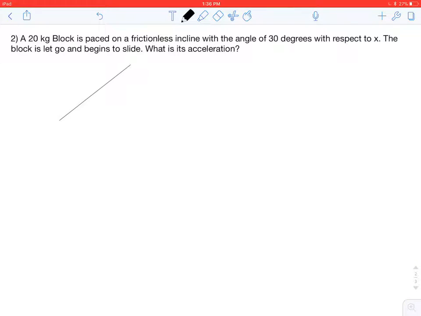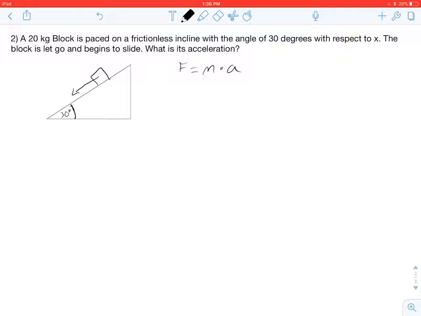Let's see. This is our 30-degree plane, 30 degrees with respect to X, that flat ground. And let's just place this block right here. Okay, and it's going to slide down in this direction according to gravity.